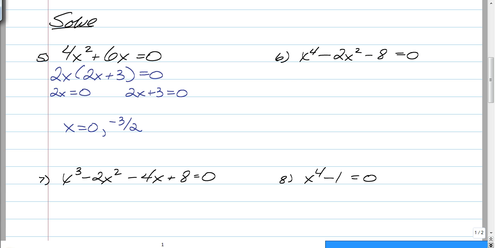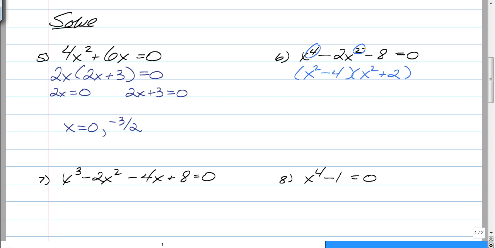Number 6. What multiplies to a negative 8 but adds to a negative 2? And the answer to that is going to be a negative 4 and a positive 2. But what goes in front is a little different. This is x squared minus 4 and x squared plus 2. And that's because we're starting with x to the fourth and we're dropping to x squared.